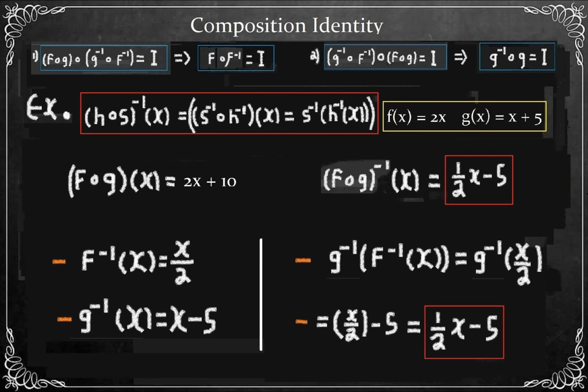Almost done. We compose the functions in reverse order. Second column, we have g inverse of f inverse of x equals g inverse of x over 2. Then we replace every x in g inverse with x over 2 to get x over 2 minus 5, which just equals 1 over 2 x minus 5. Since the result from the previous step is identical to the last result, the red boxes match.